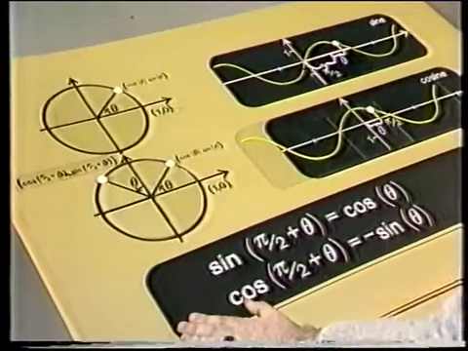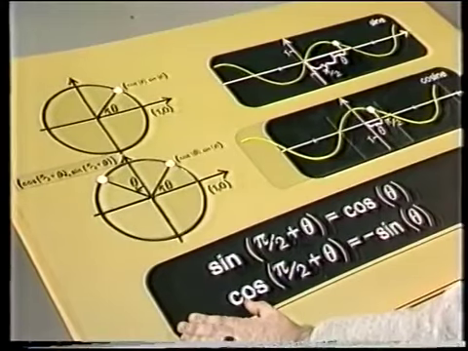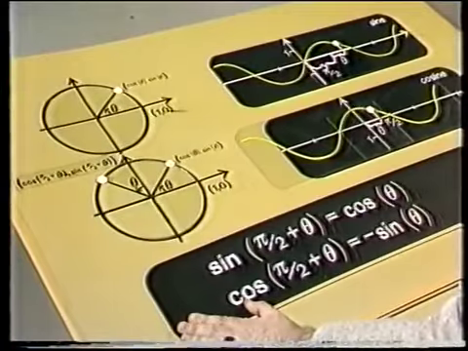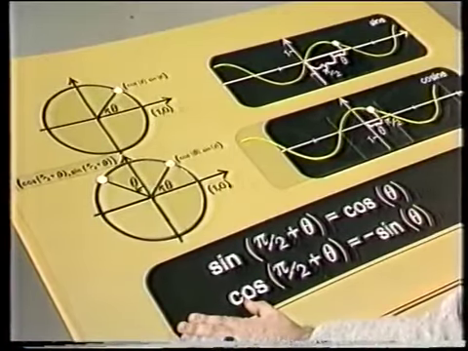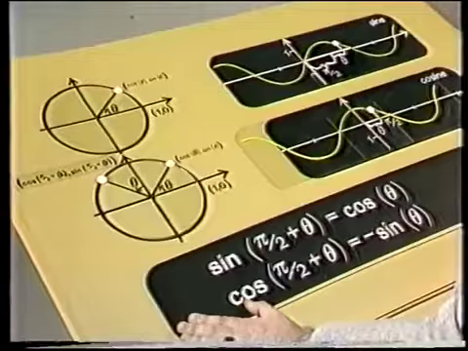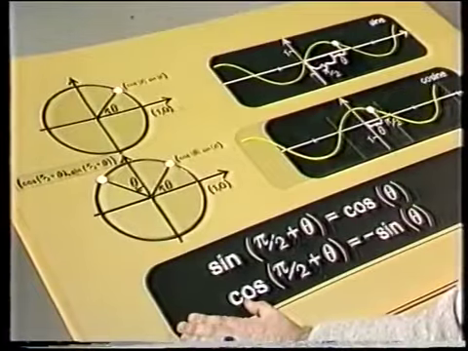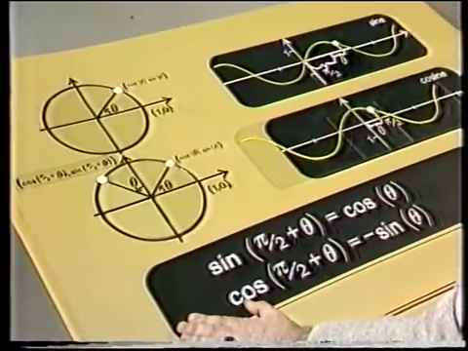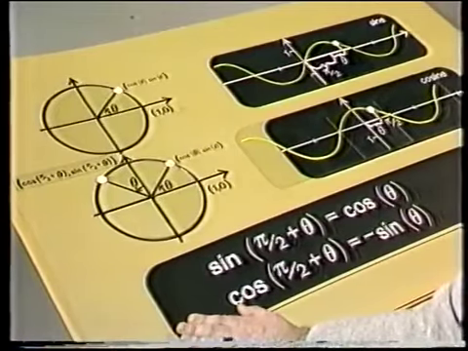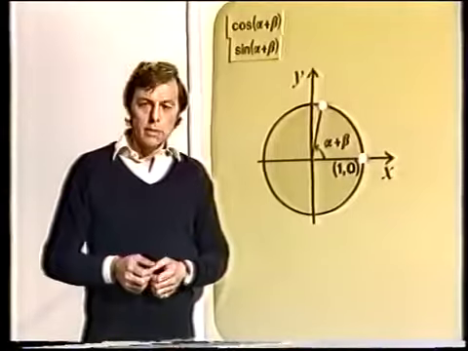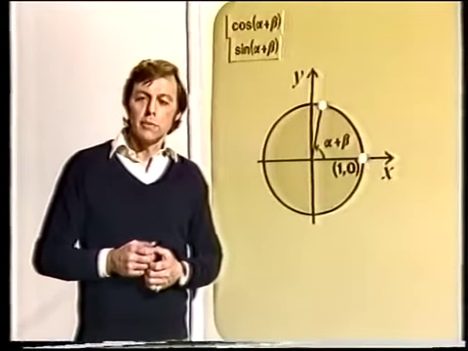Now, these formulas give us the sine and cosine of the sum of the two angles pi over 2 and theta. And that's a special case of what we're going to do next in the program. We'll find formulas for the sine and cosine of the sum of any two angles. And to do that, we'll use the idea of two successive rotations. So here's what we're going to do next in the program.